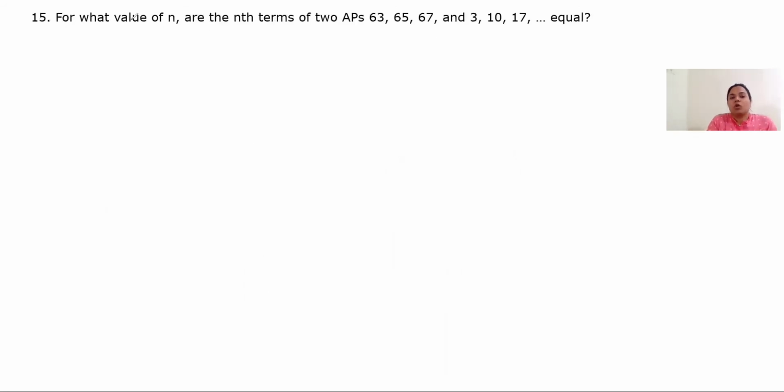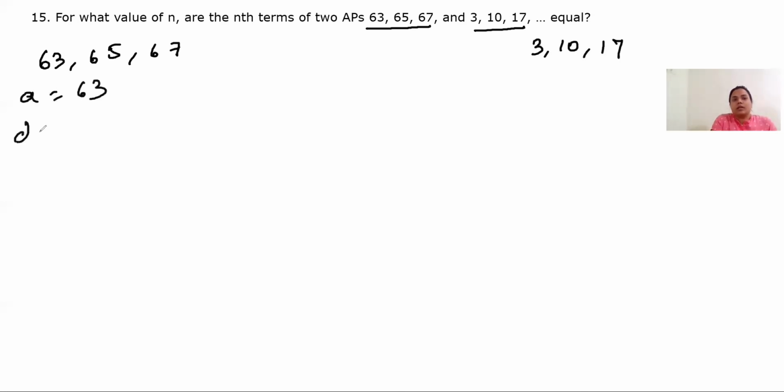15th question. For what value of n are the nth terms of two APs 63, 65, 67 and 3, 10, 17 equal? There are two APs in this case. So first AP is 63, 65, 67. Second AP is 3, 10 and 17. In the first, A is 63, D is 2. In the second, A is 3 and D is 7.